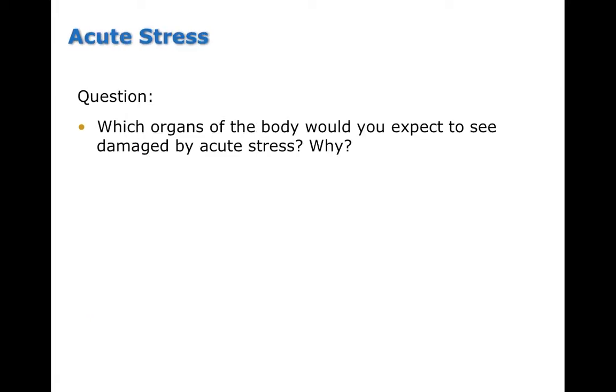Now, with acute stress, what we're talking about is short-term stress. So with acute stressors, this question here says, which organs of the body would you expect to see damaged by acute stress? So with the acute stressors, you're thinking about the organs that are playing a role in the acute stress response. So short-term, rapid stress response. And when you think of rapid stress response, think of sympathetic nervous system. And we talked about how your sympathetic nervous system can decrease blood flow to the kidneys. So if it's strong enough, your kidneys could not get enough blood flow, so that could lead to kidney damage.